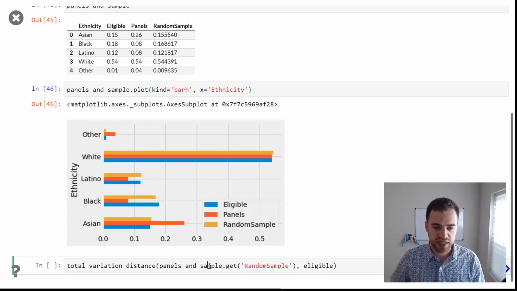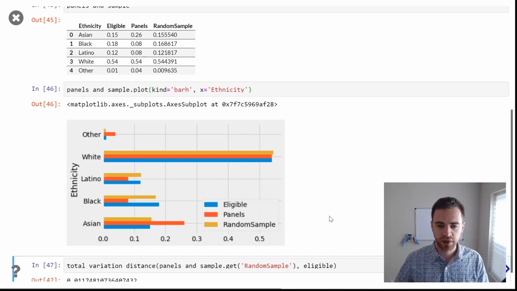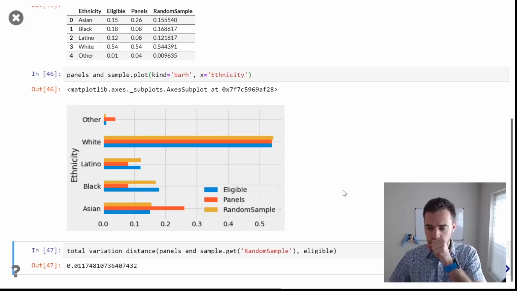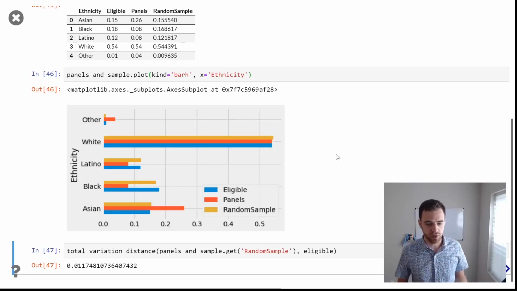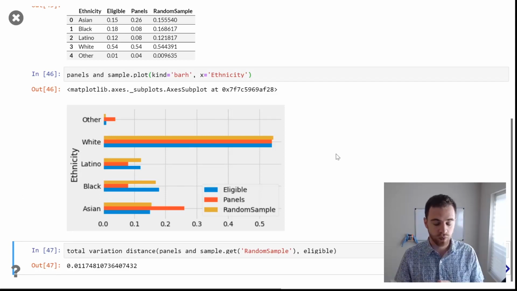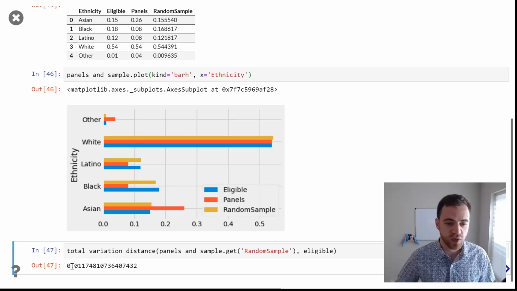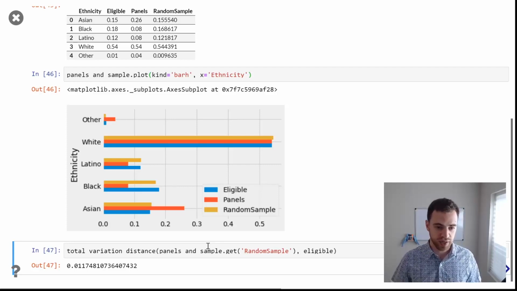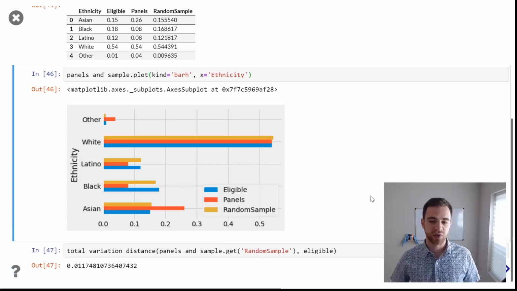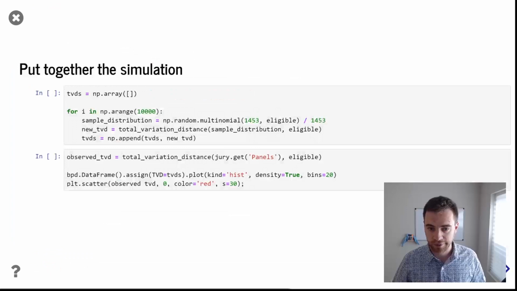Okay, so let's calculate the TVD between our random sample and the overall population. We see it's 0.01. Compare that to 0.14, which is what we saw for the TVD between the ACLU study and the overall population. So this looks quite a bit smaller, and 0.14 in comparison looks quite a bit larger. But in order to get a better idea, we're going to simulate this over and over again and see how rare it is to see something like 0.14.